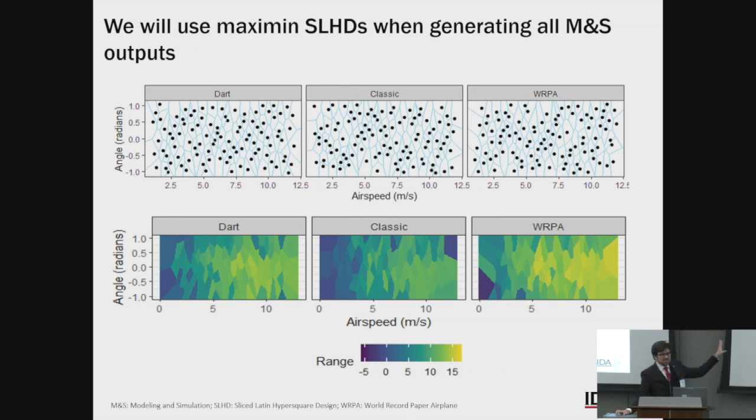So we collect design points. In the bottom row, we get responses for our paper plane flights. How far did the plane fly? Now, we need to think about how we're going to analyze those data points.